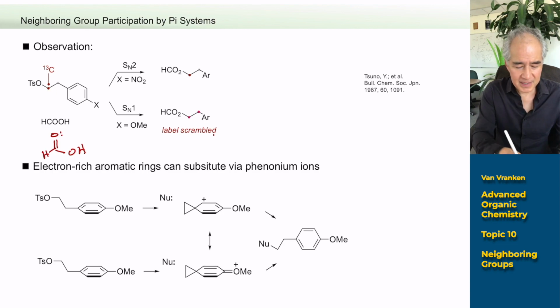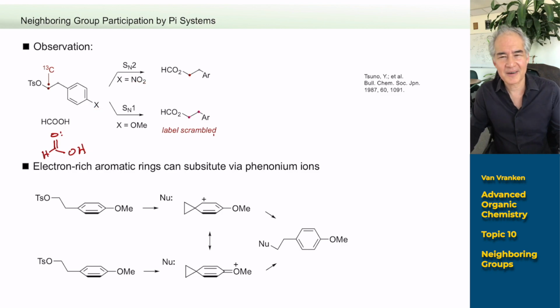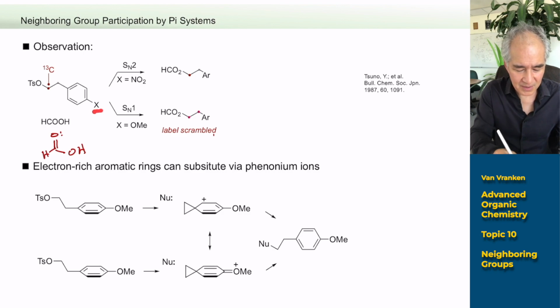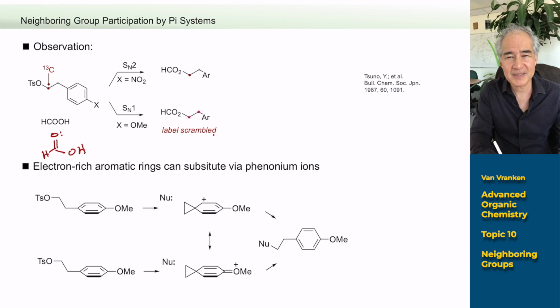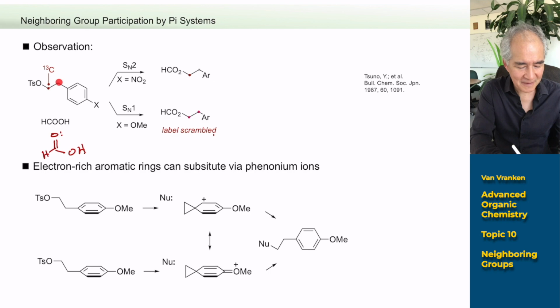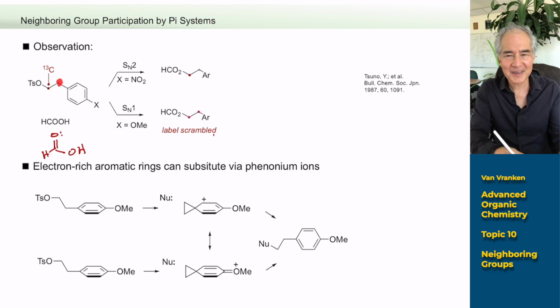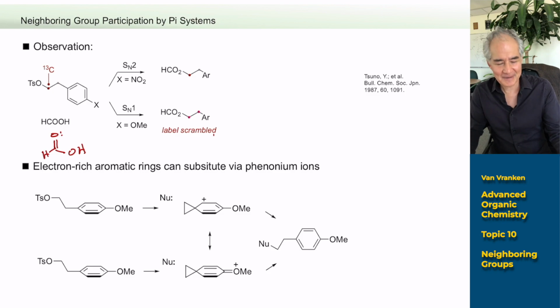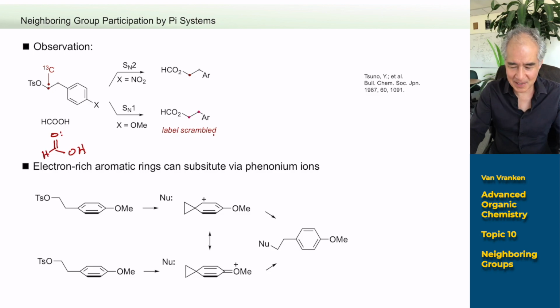And if you have a nitro group at this para position, it doesn't make any difference. That C13 label ends up right where it was in the starting material. But if you have a methoxy group here, 50% of your C13 label ends up next to the nucleophile. The other 50% ends up next to the benzene ring. Now, how do you explain the fact that suddenly 50% of your C13 label is over here next to the benzene ring? Let's go ahead and talk about the mechanism that will explain that.